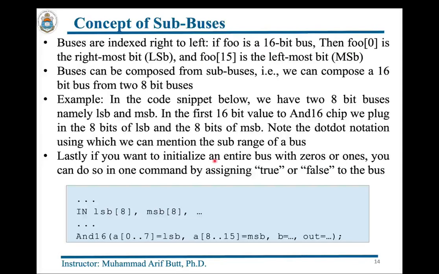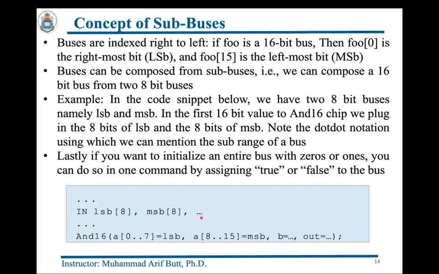Okay, so let me touch upon the concept of sub buses as well. Dear students, buses are indexed from right to left. Suppose if foo is a 16-bit bus, then foo sub 0 is the least significant bit, and foo sub 15 is the most significant bit. Moreover, buses can be composed of sub-buses, that is, we can compose a 16-bit bus from two 8-bit buses.